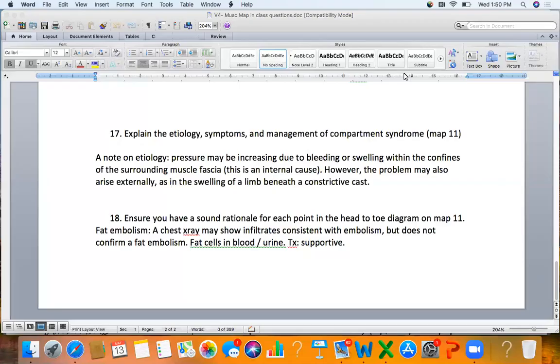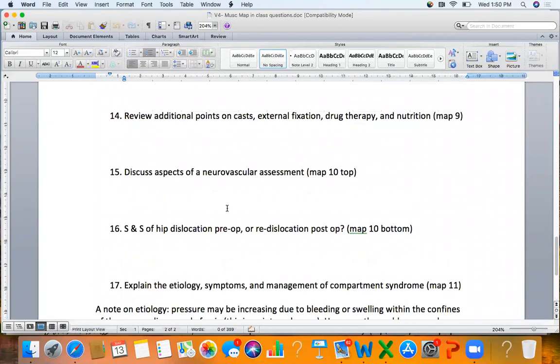Welcome to Variations 4, Musculoskeletal Units. Today we'll be covering questions 17 and 18. And that is primarily concerned with compartment syndrome.